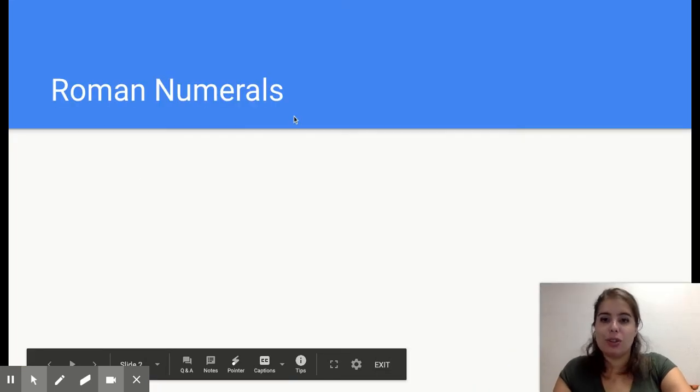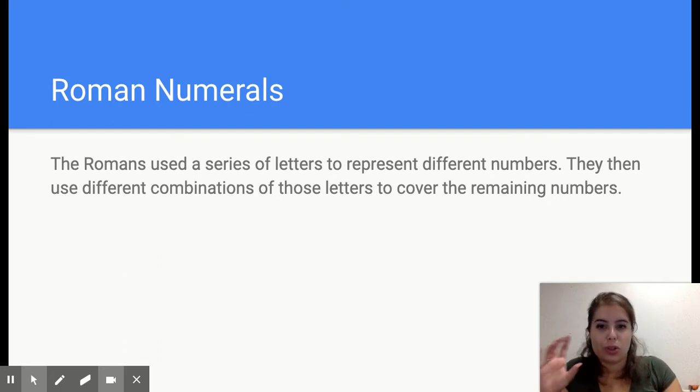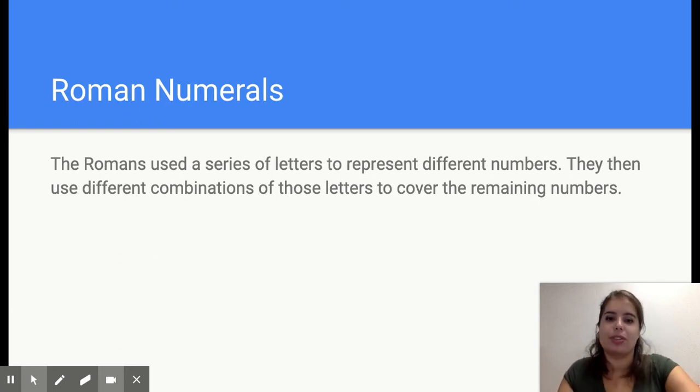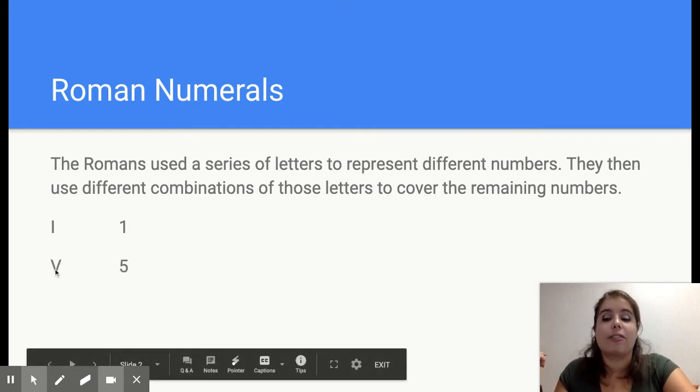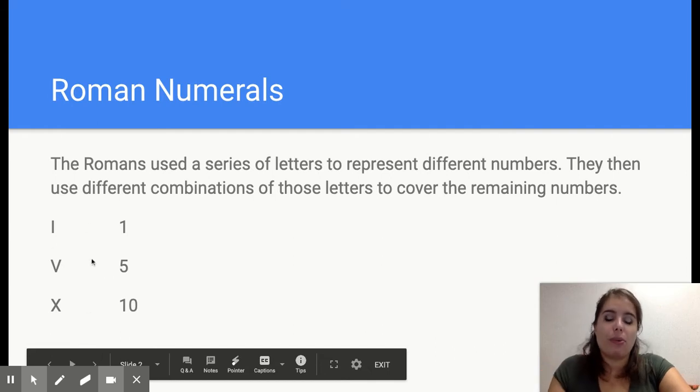So for our Roman numerals, how they work is they are represented by letters. The ancient Romans would use certain letters to represent certain numbers, and then they would use combinations of those letters to cover all the other numbers. The ones we're going to be focusing on today: the letter I is going to be our Roman numeral for the number 1. The letter V is going to represent the number 5. And the letter X is used to represent the number 10. So these are the three we're going to be focusing on.